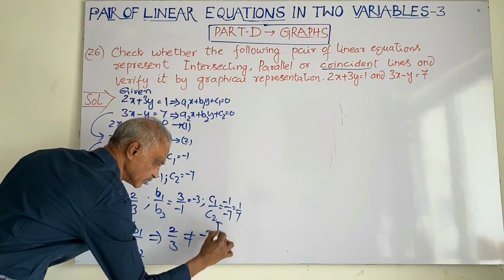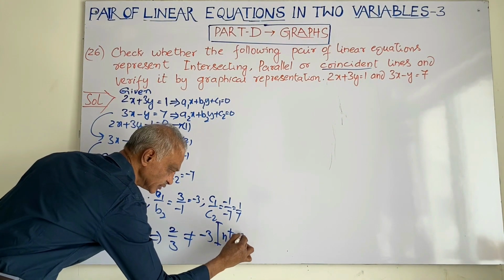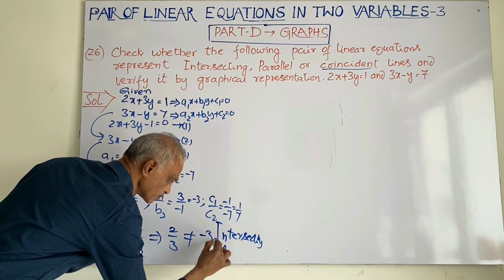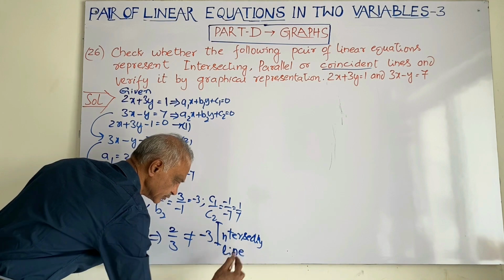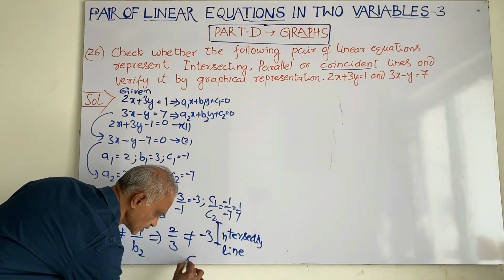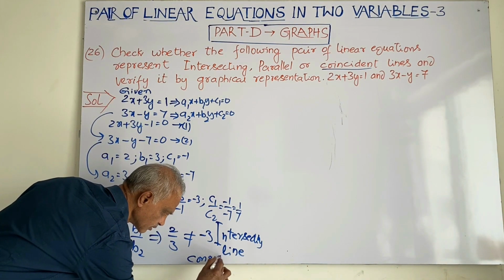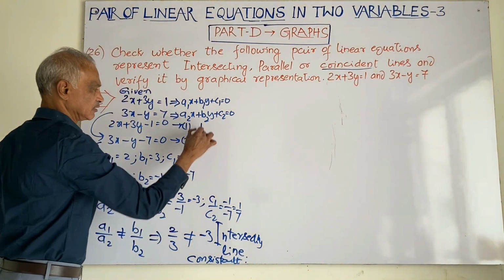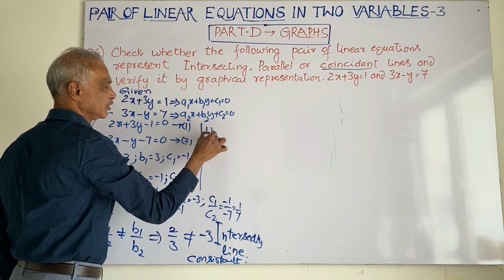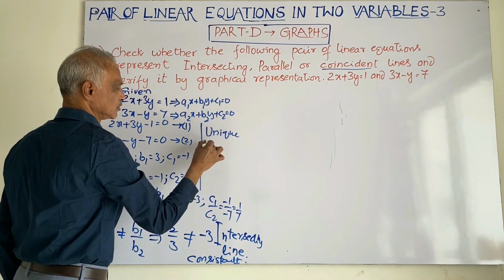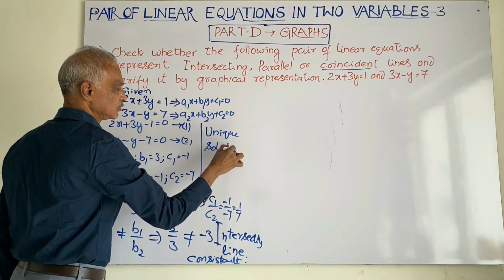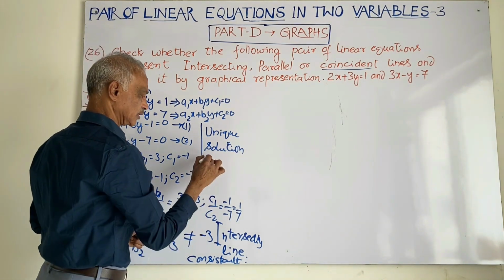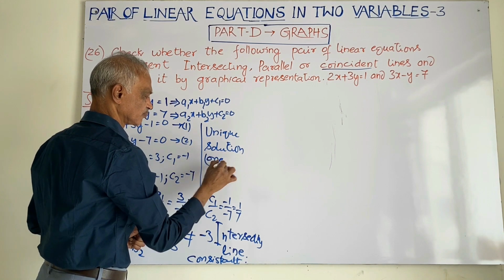Now you can write they are intersecting lines. Intersecting lines means consistent. They will have a unique solution. Unique solution means only one solution.